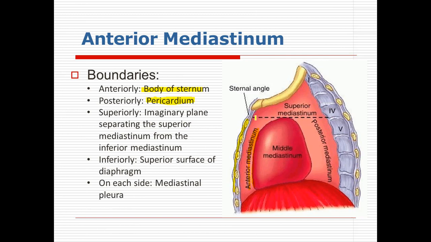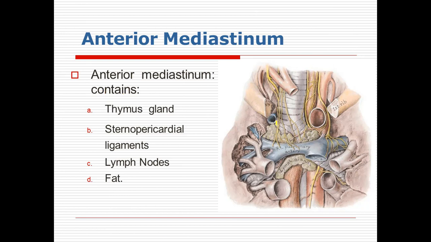Superiorly, again, an imaginary plane, and inferiorly we have the diaphragm. On each side, again, we have the mediastinal pleura. So the boundaries of the mediastina are very easy. Contents of the anterior mediastinum are very minor contents.